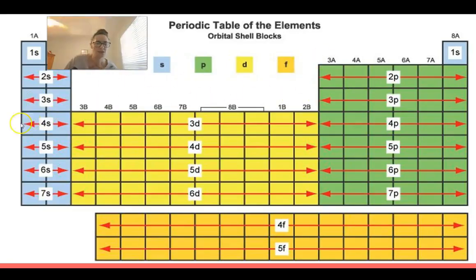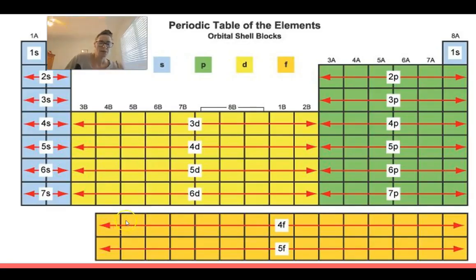And then when you get to this fourth energy level here, the 4s is filled before the 3d. And again, that's because the 3d is higher in energy. And this is where we start getting into the transition metals. So D and F sublevels are represented by these transition elements here. And also this lanthanide series here is the 4f sublevel.